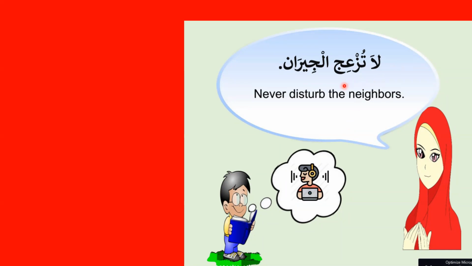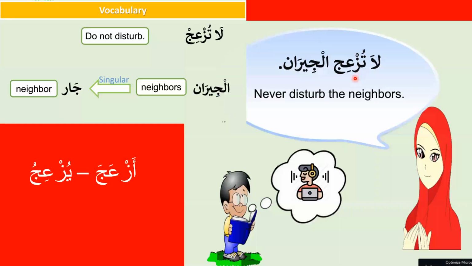La tuz ij al jirana. Okay. La tuz ij means don't disturb. Pay attention to the verbs. La tuz ij means don't. The verbs are aja, which means he disturbed, and yuz iju, which means he disturbs. This is what you need to pay attention to.